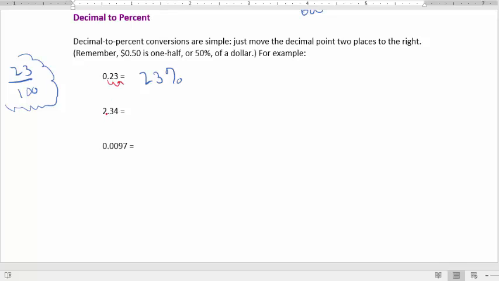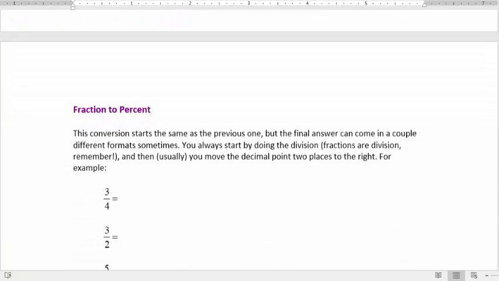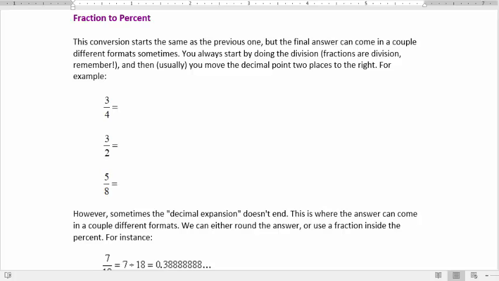So 2.34 is going to become 234%. And then 0.0097 is going to be 0.97%. So that's almost 1%. It's just a little bit shy of 1%, 0.97%.